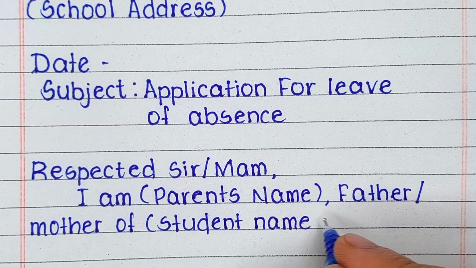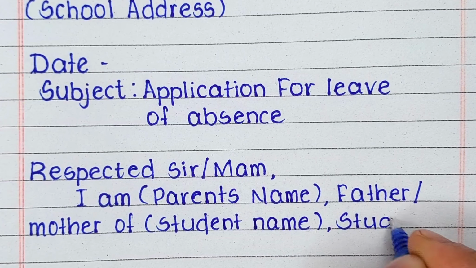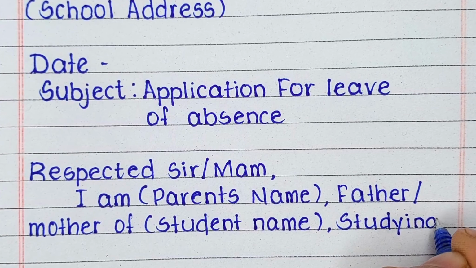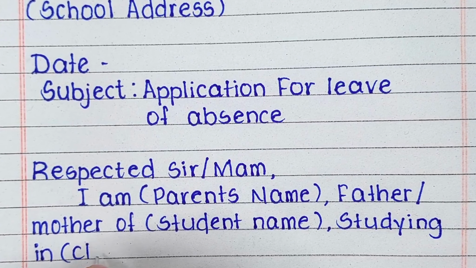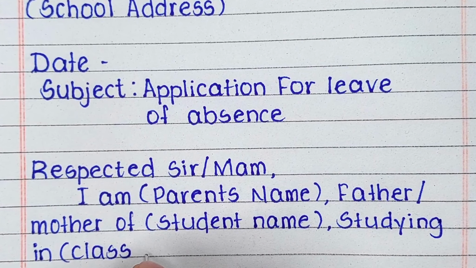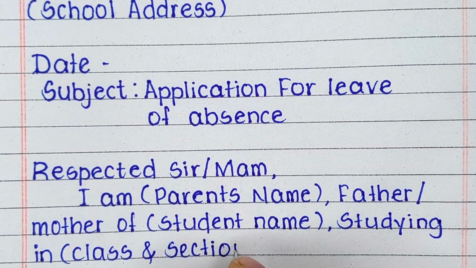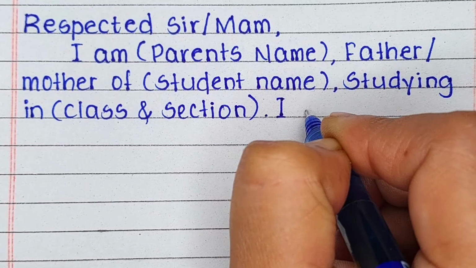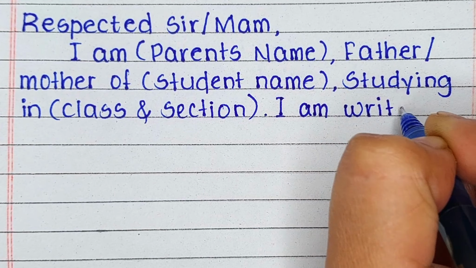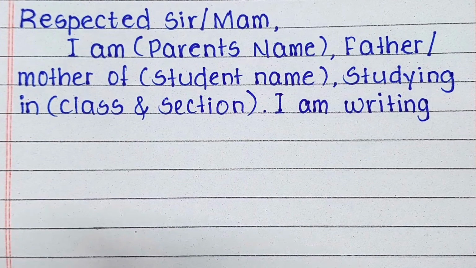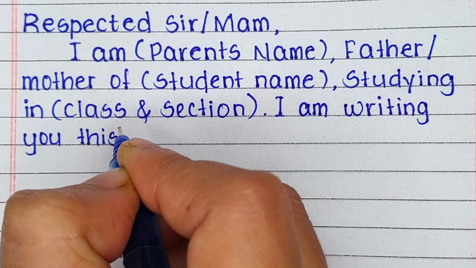I am, and here you have to write the name of your parent who is writing this application. Next, father or mother of, and here comes the name of the student, studying in. Here you have to mention in which class the student is studying, and also you can mention the section in which he or she is enrolled.